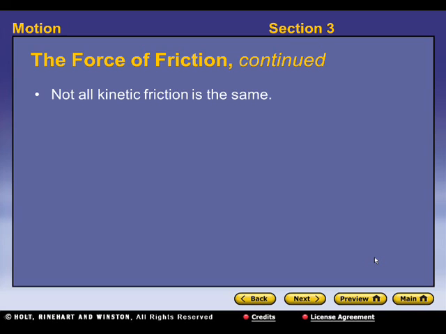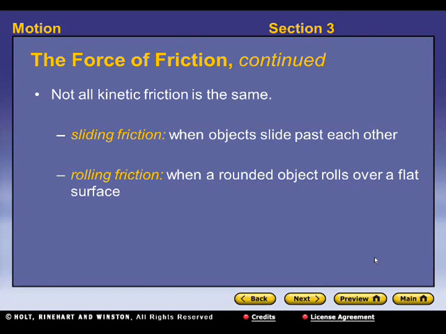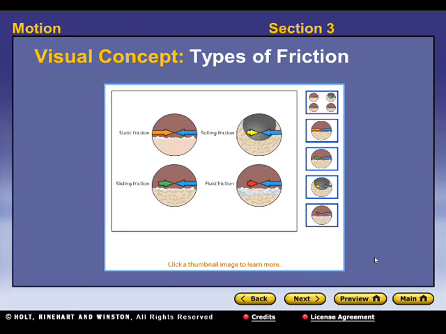Okay, so let's move on here. Not all kinetic friction is the same. Sliding friction is when objects slide past each other. Then you have rolling friction when a rounded object rolls over a flat surface. That's still kind of considered kinetic friction because it is in motion. And in general, rolling friction is less than sliding friction.